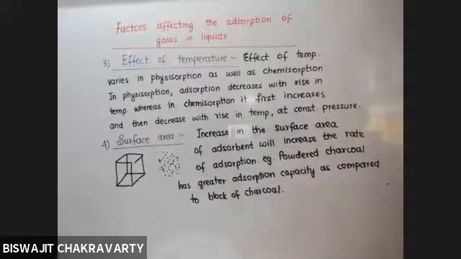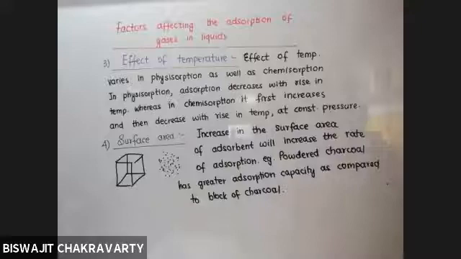Why does powdered charcoal have greater capacity of adsorption? Because the powdered charcoal has more surface area. Hence we can say that if you increase the surface area by making it into powdered form, it will have greater capacity of adsorption. I hope the points are clear to you. They are not very difficult to understand.